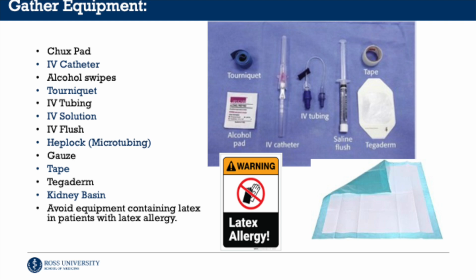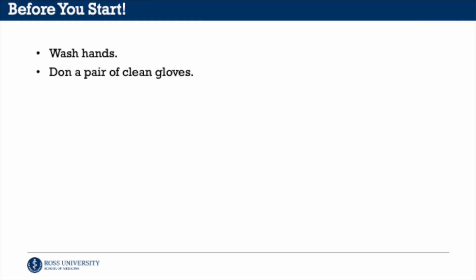There's quite a bit of equipment that you will need in order to perform a successful IV cannulation. These could include the Chuck's pad, the IV catheter, alcohol wipes, a tourniquet, some IV tubing, IV solution, a flush, the HEP block, some gauze, tape, Tegaderm, and a kidney basin. Avoid equipment containing latex if the patient's chart specifies that they have a latex allergy. Always remember before you start to wash your hands and don a clean pair of gloves.